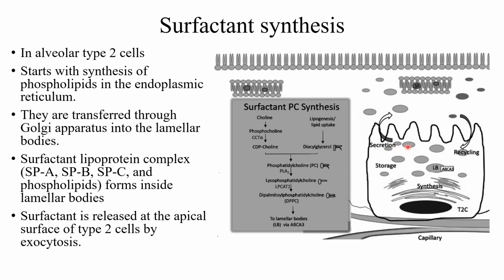Surfactant is released from these lamellar bodies through the process of exocytosis from the apical surface of the type 2 alveolar cells. So we can see the important organelles in surfactant synthesis are the endoplasmic reticulum, the Golgi apparatus, and the lamellar bodies.